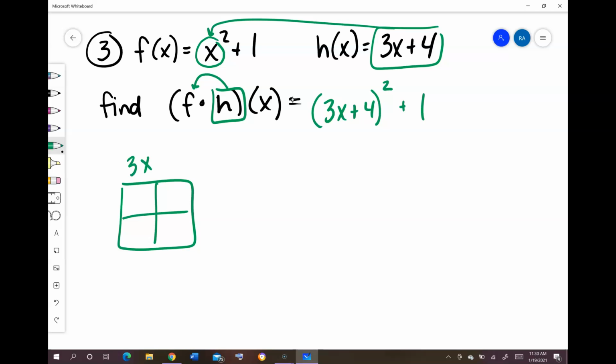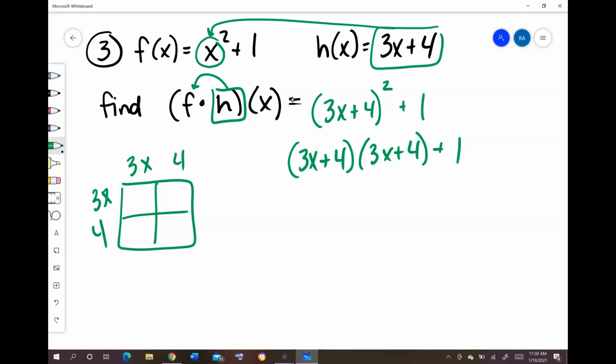So I'm going to do 3x and 4, 3x and 4, because the 3x plus 4 quantity squared really looks like this: 3x plus 4 times 3x plus 4. It means there are 2 of those, okay? And that's when we do the box method. So 3x times 3x is 9x squared. 3x times 4 is 12x. Again, 12x. And then 4 times 4 is 16. So now I have 9x squared plus 12x plus 12x plus 16.